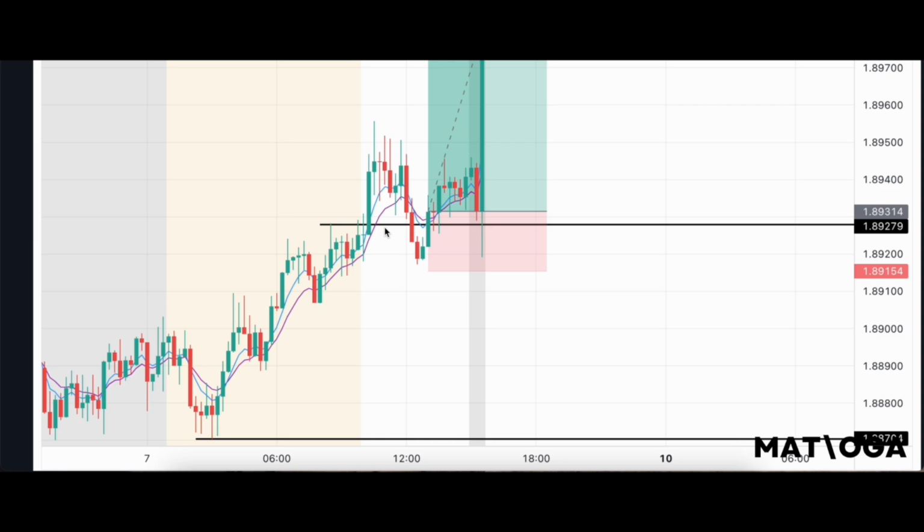And happily, I was right, because two more candles after, we had this bullish candlestick back above the session high, number one, back above the EMAs, number two, and a fairly nice strong green candle. So all three achieved, and this is the long entry.